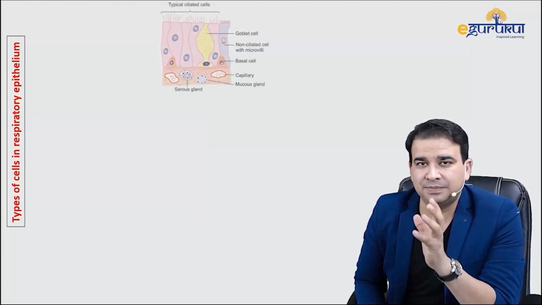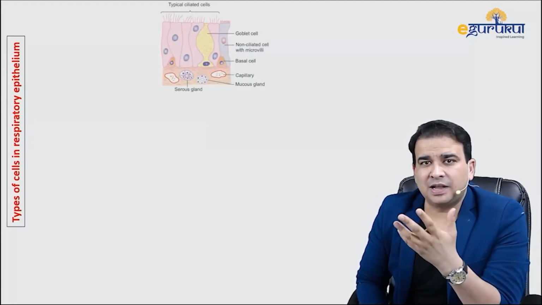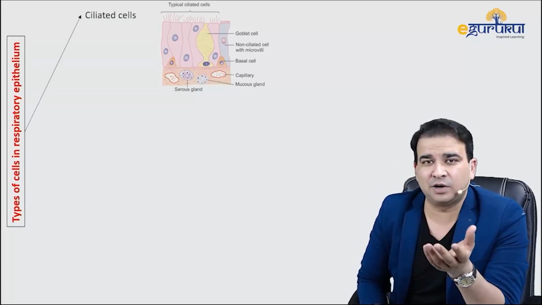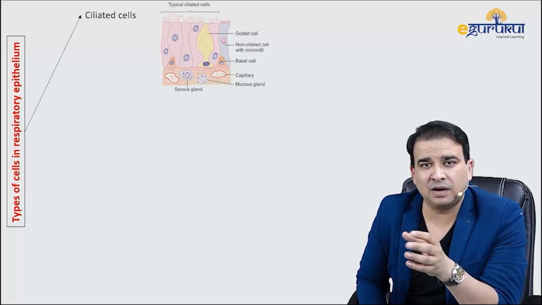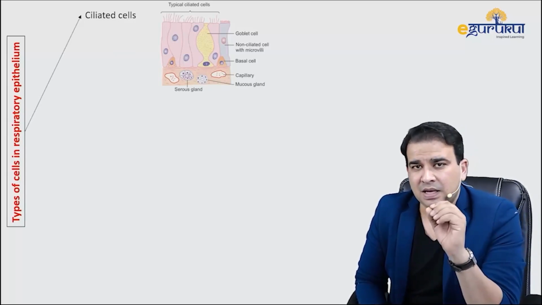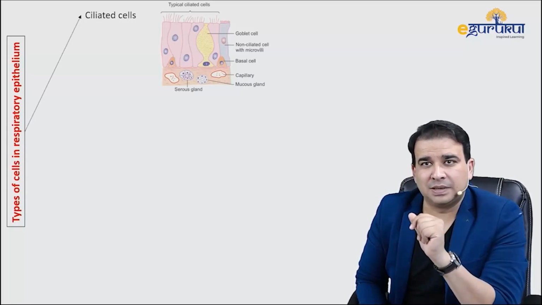So guys, before talking about the type of lining epithelium present in the respiratory tract, let us talk about the different types of cells which are present in the lining epithelium of the respiratory system. So we have mainly these 6 types of cells which are present in the lining epithelium. Starting with the main cell, that is the ciliated cell, which is pseudo-stratified ciliated columnar, or simply ciliated columnar, or maybe ciliated cuboidal cells at places. So ciliated cells. We'll talk about them separately.